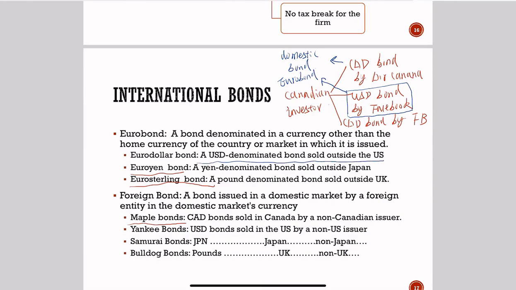Okay. What about the third bond? Well, this is easy to understand. It's a Canadian bond issued by Facebook. So basically, it's a bond denominated in the home country currency. However, it is issued by a foreign firm. So this is a foreign bond.